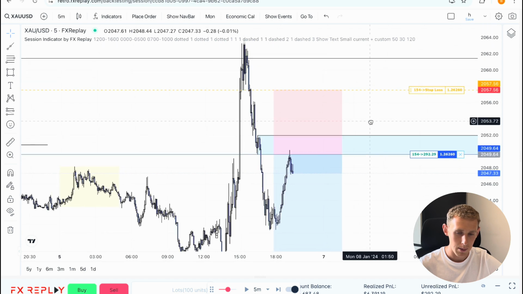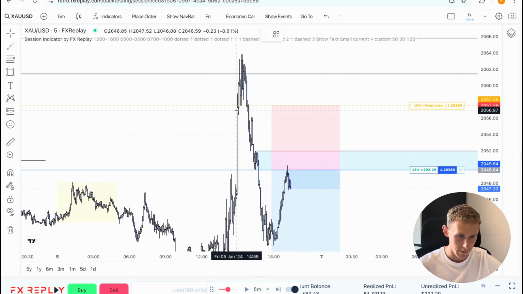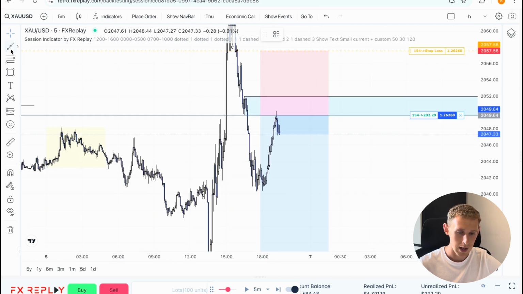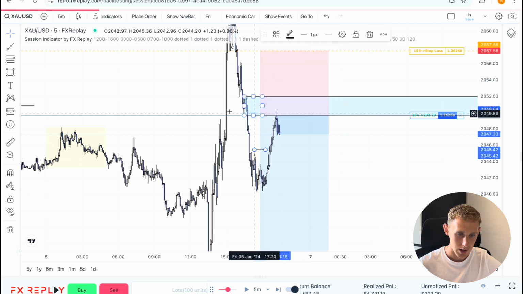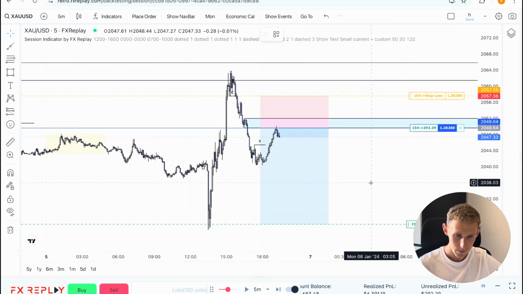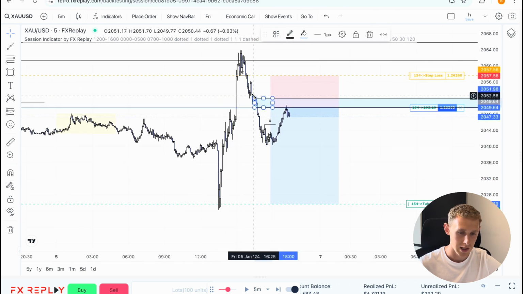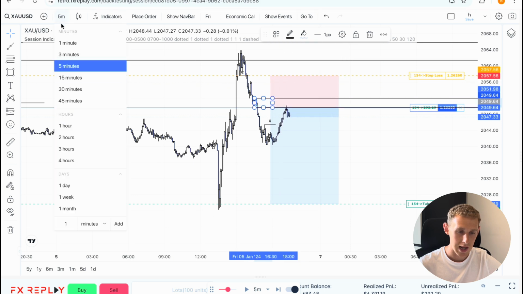Cool, so we're tagged in. By the way, the change of character I'm referring to, I didn't mark it on, but it was this one. Another confluence we now have is that price created some liquidity below that supply zone. Swept the liquidity into the supply. So yeah, let's see how this develops.